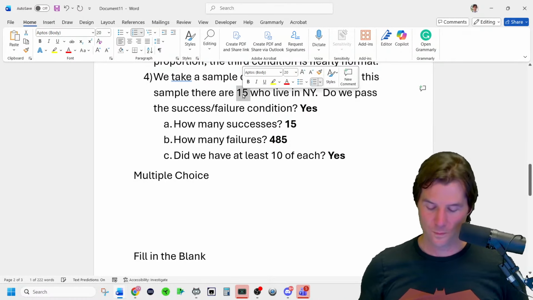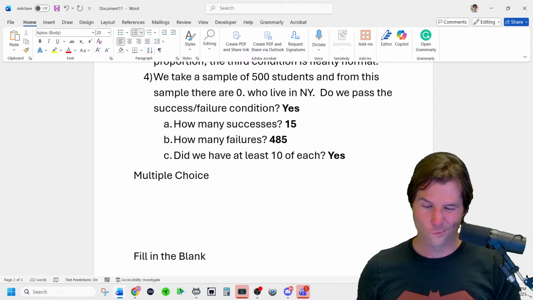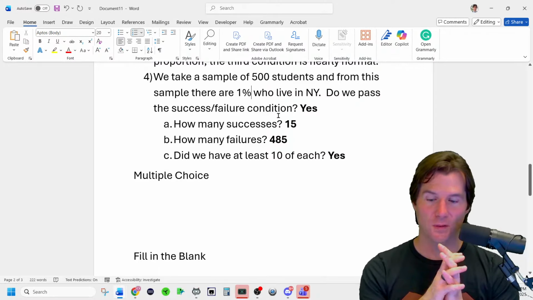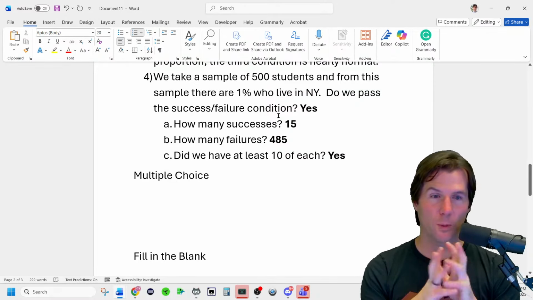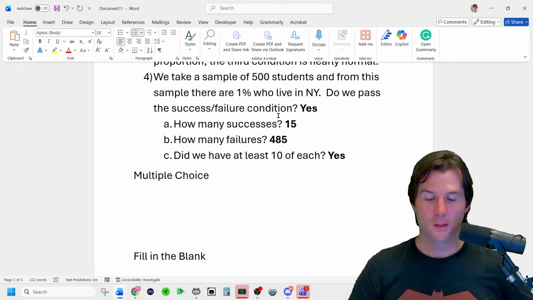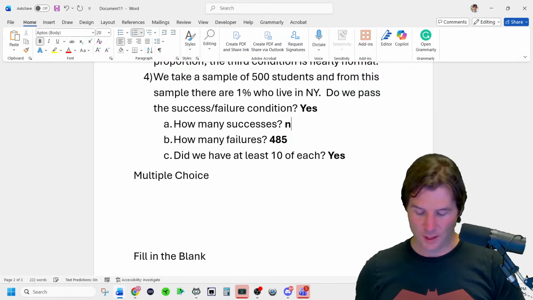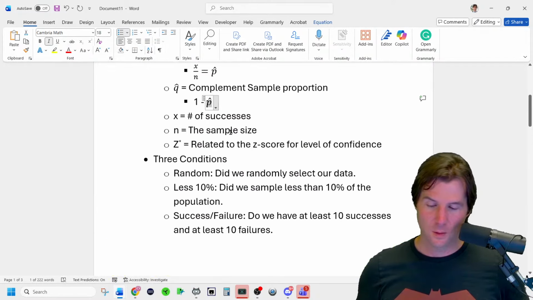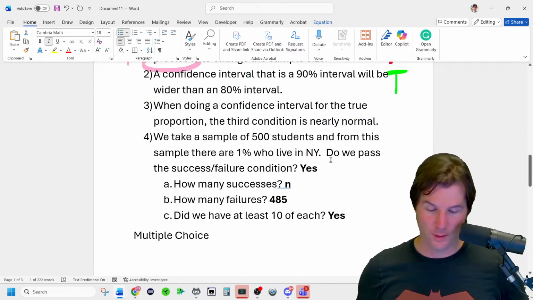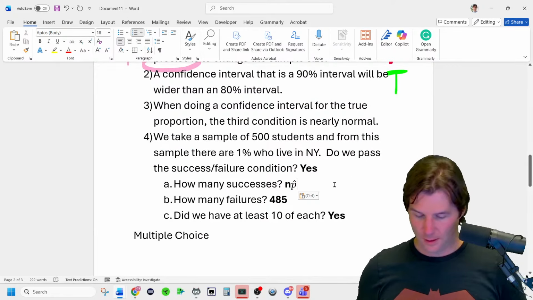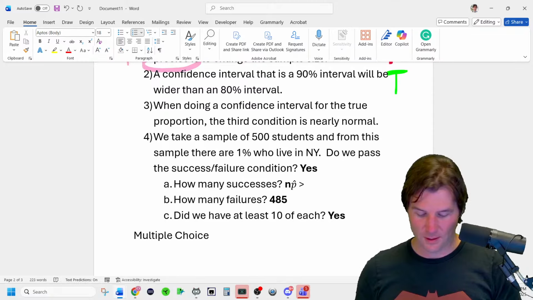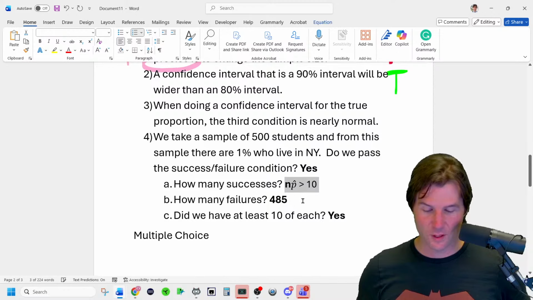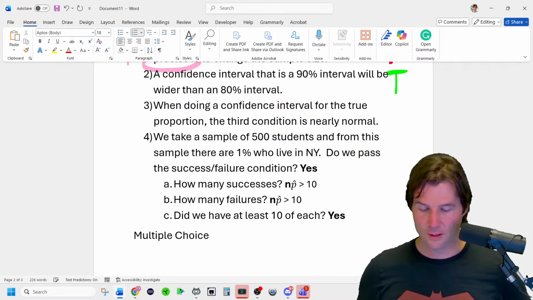How about this? Now do we pass the success failure condition? There's 1% who are from New York. Do we pass it, yes or no, and why? So now you actually have to do the equation, which is n p-hat. We need n p-hat to be greater than or equal to 10. Don't worry if it's equal to. And you are right, people are already figuring out how many successes and how many failures. And we need n q-hat to be greater than or equal to 10.